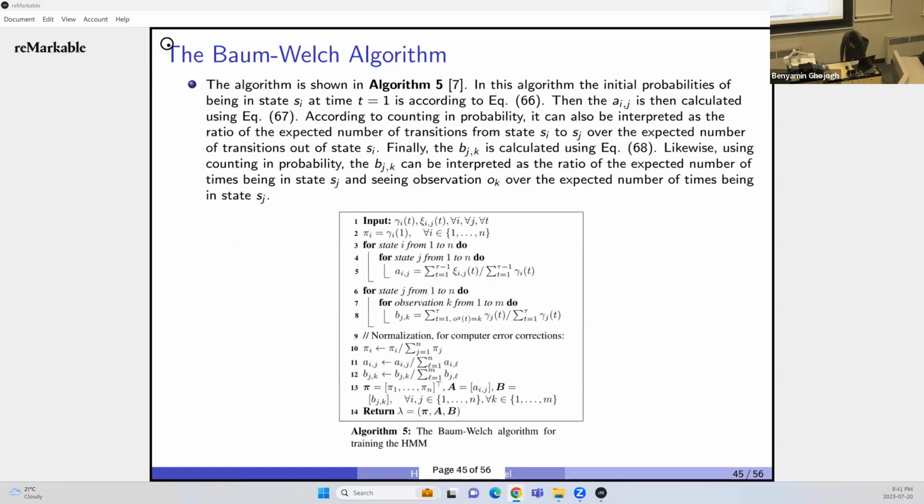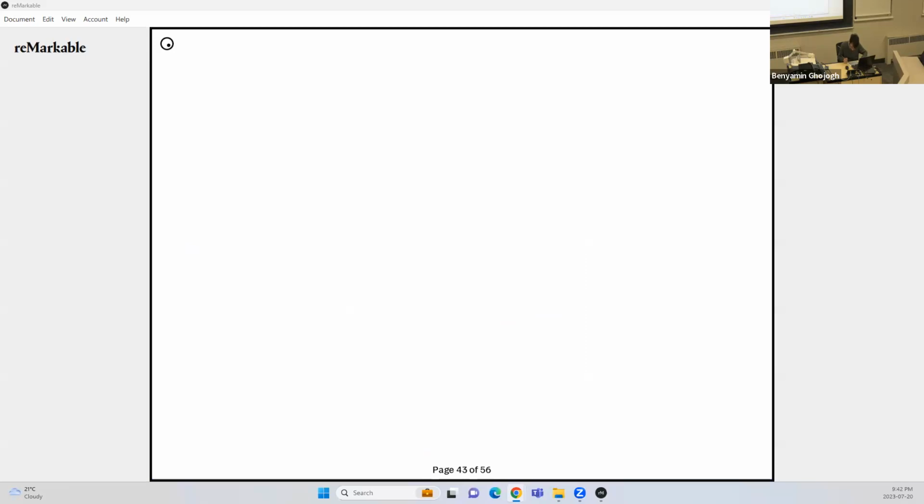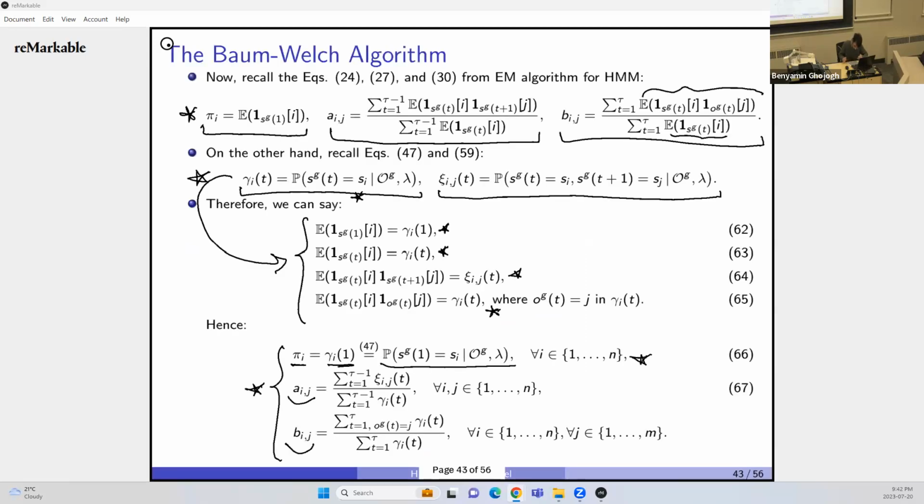So the algorithm is shown here, the Baum-Welch algorithm, in algorithm 5. In this algorithm, what are we doing? The initial probability of being in a state Si at time t equals 1 is according to equation 66. Where is equation 66? Here it is. This is the equation, so we are using that.